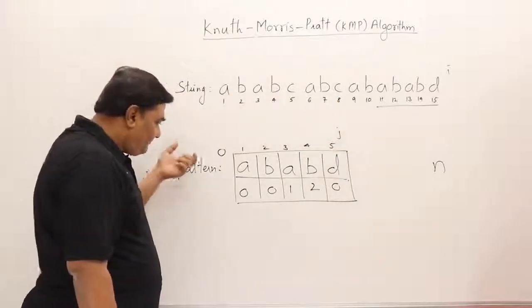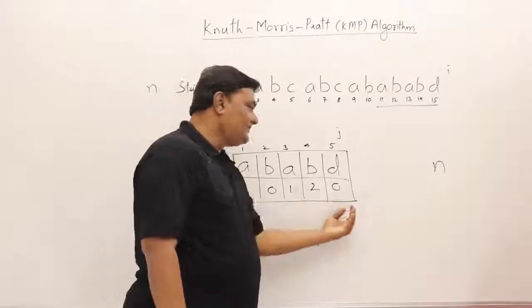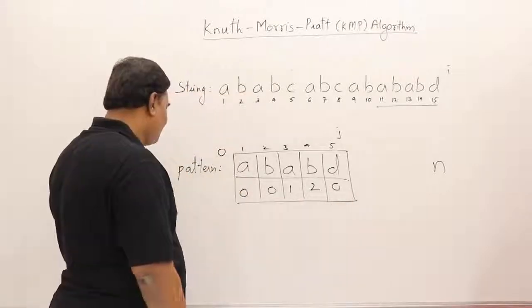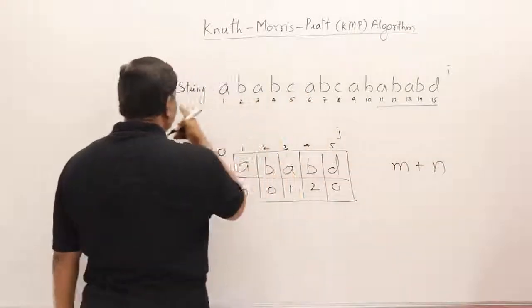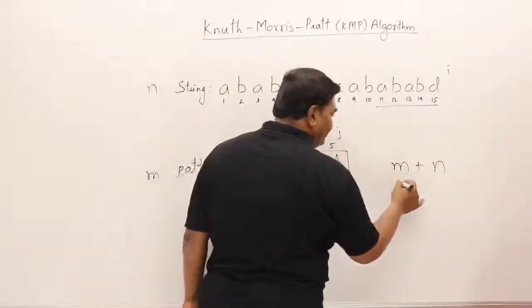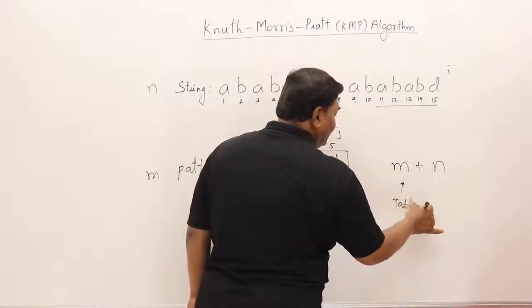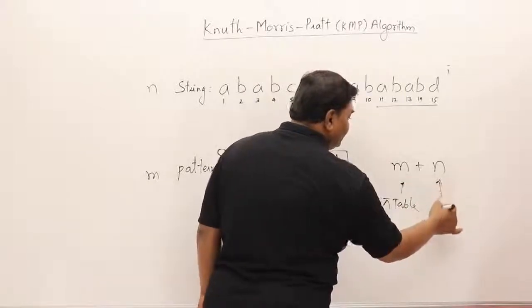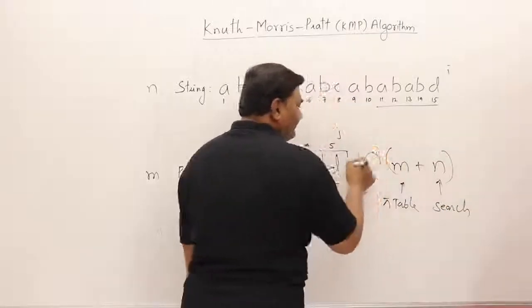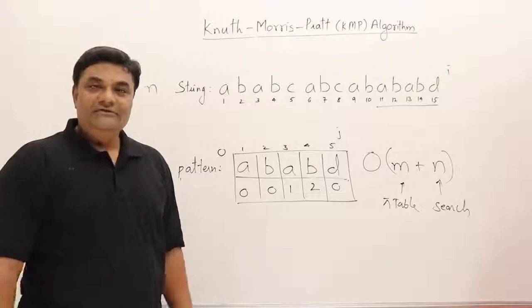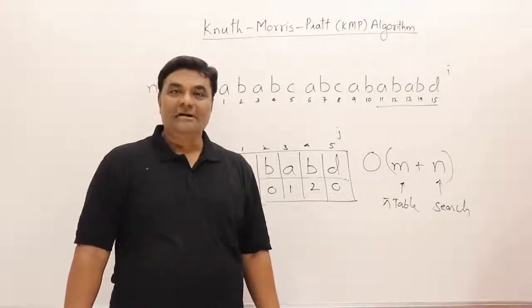Then for preparing a table we have parsed through this one. So how many alphabets here? M. So for preparing the table M and for searching a pattern N. This is for a table, that is the pi table, and this is for search. So the total time is M plus N. So this is one of the faster algorithms for pattern matching.